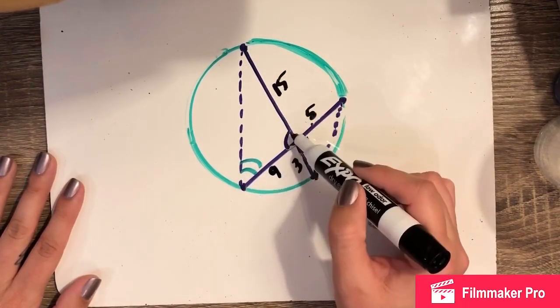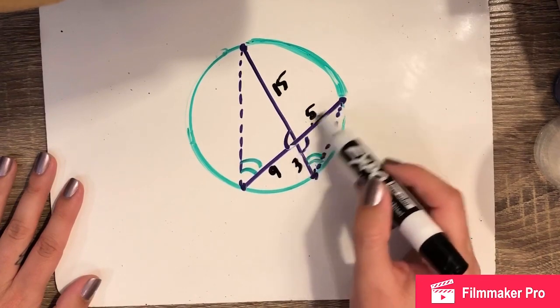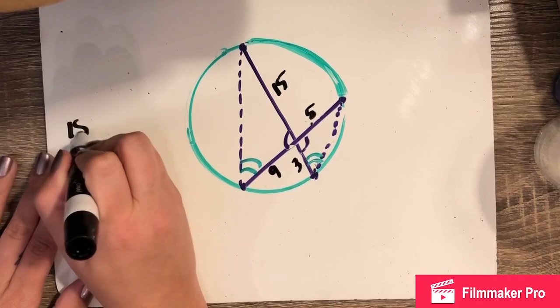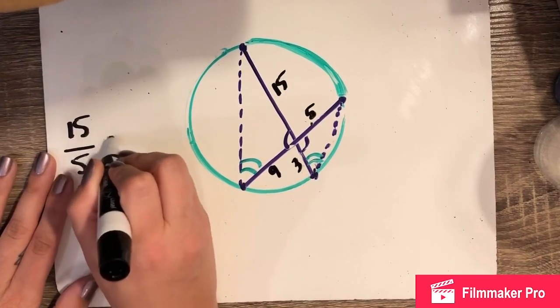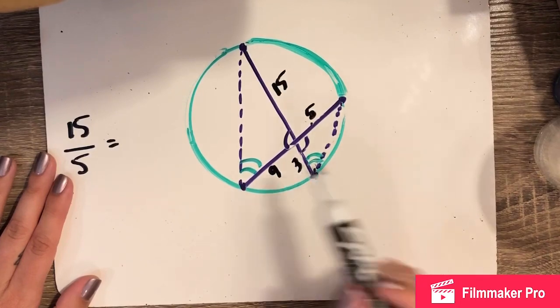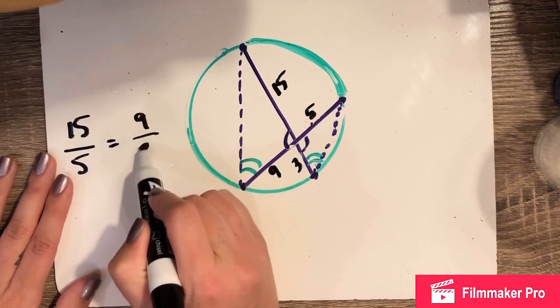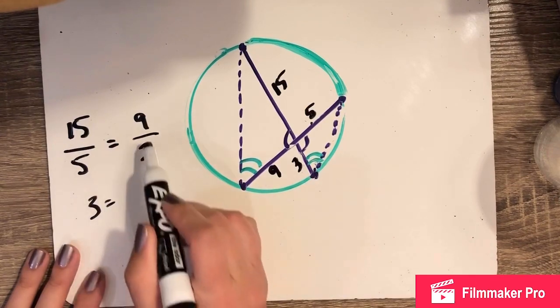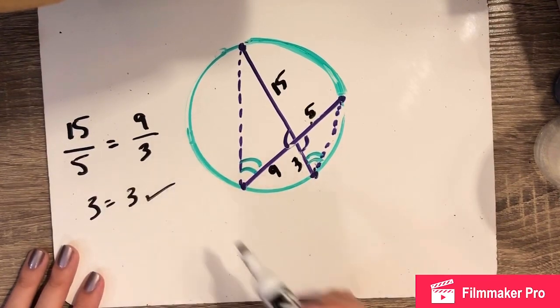So 15, this side here, corresponds with 5. I can tell because of the angles that they're in between. So 15 over 5 should be equal to this other pair of corresponding sides, which is 9 over 3. 15 divided by 5 I know is 3, and 9 divided by 3 is also 3.